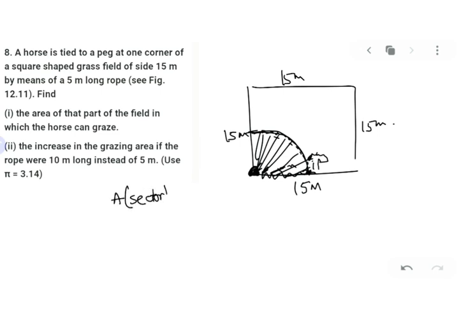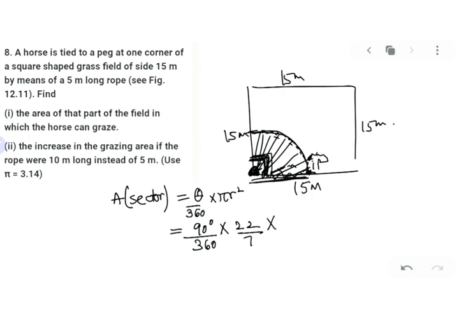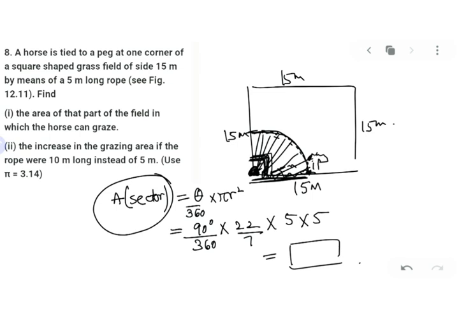As I said, the area of a sector is equal to theta upon 360 into pi r square. Theta will be 90 because each angle of a square is 90 degrees. Upon 360, pi you can use 22 upon 7, and radius you will use 5. Don't use 15 because it is the 5 meter rope which is used by the horse to graze. So 5 meters is its maximum range, so 5 meters will be your radius. So you have to find the area. This will be the sector area which will be grazed by the horse.